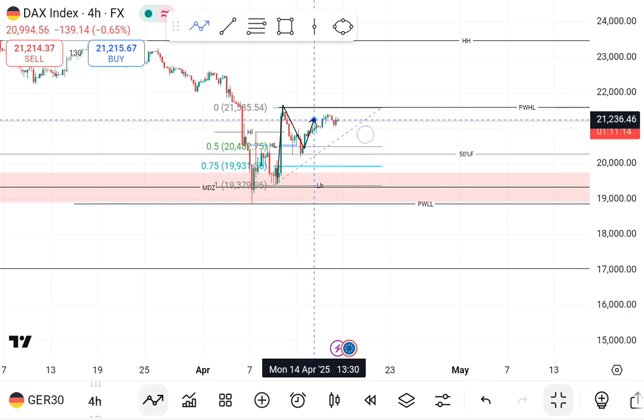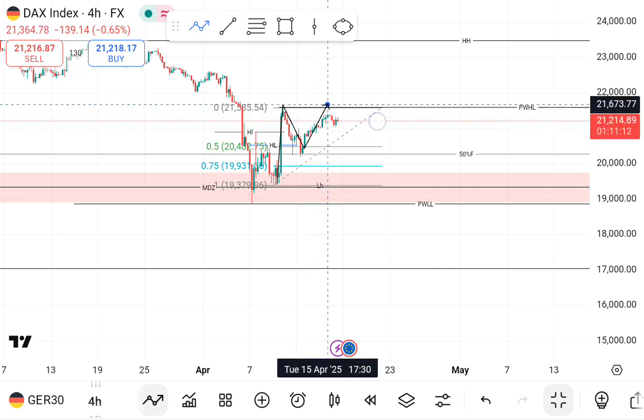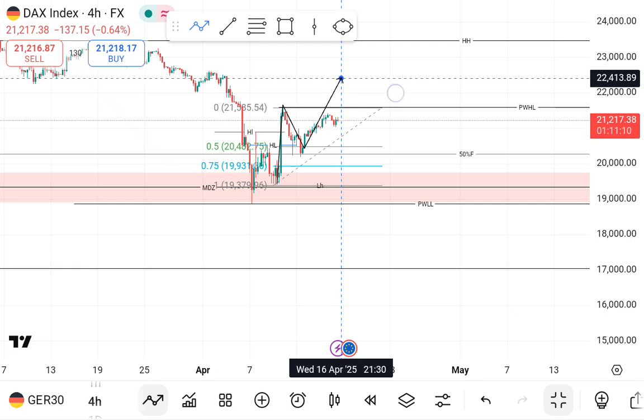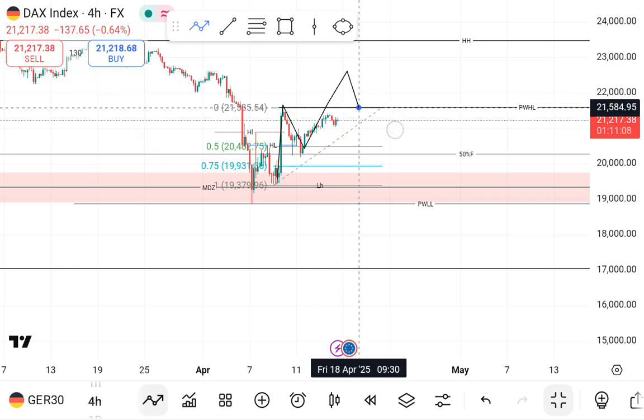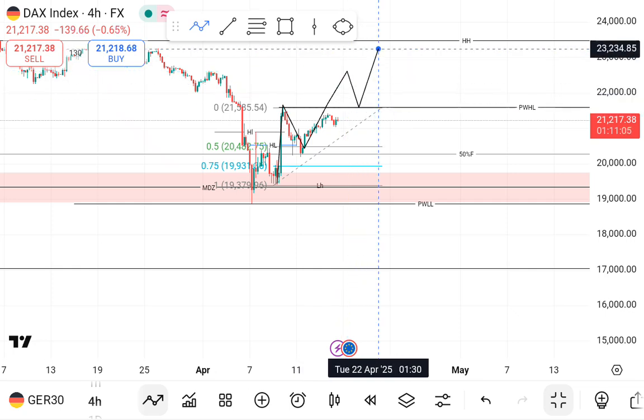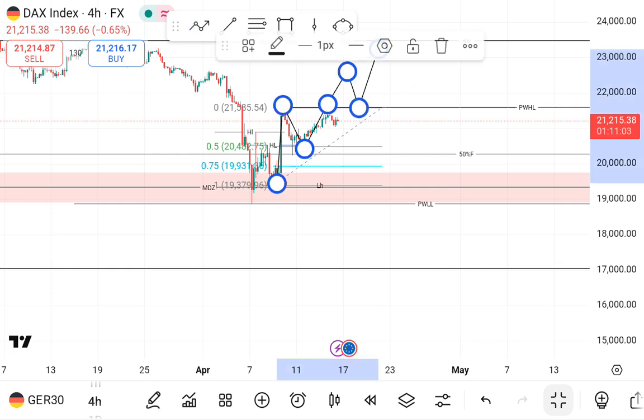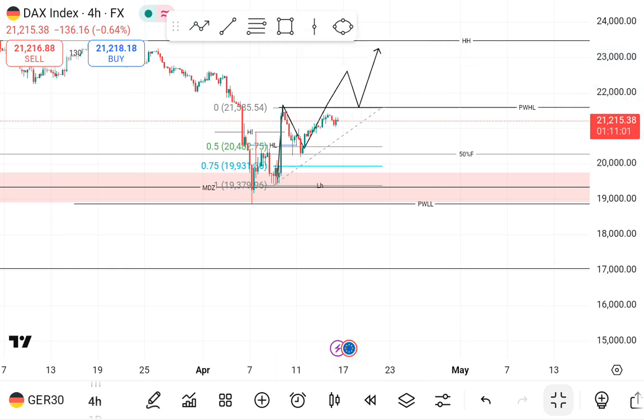50%. So now, assuming that price is going to come here to our 100% and then do maybe something like this and then go all the way up. But that is our bigger view, bigger time frame analysis.